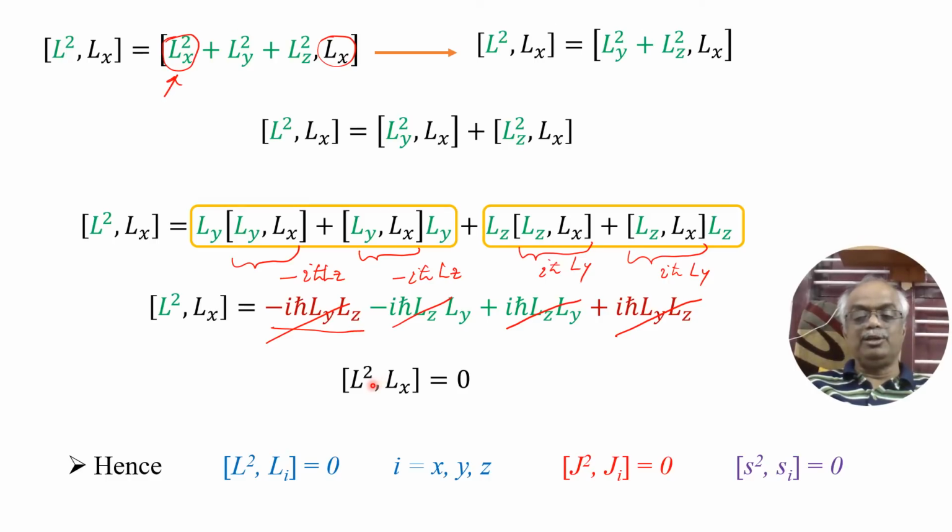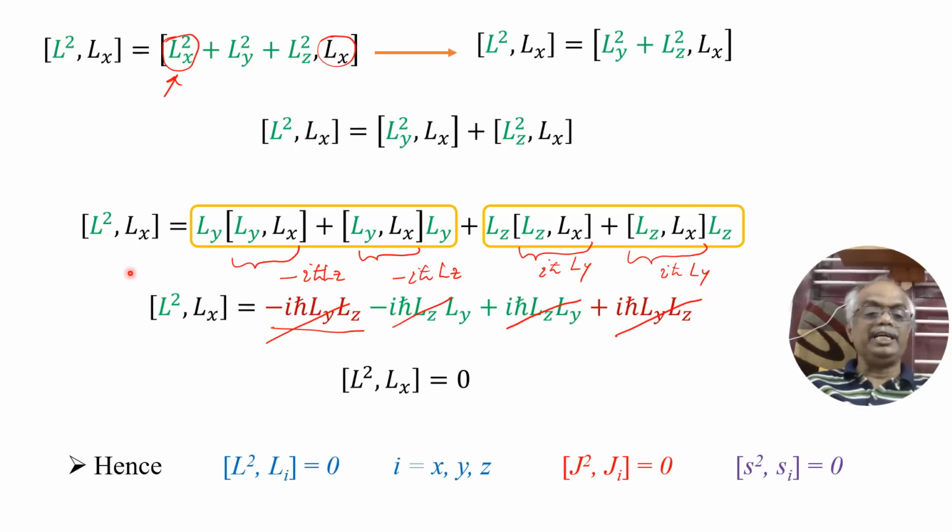So the commutation of L squared with Lx is equal to 0. That means you can measure the eigenvalue of L squared and Lx simultaneously. Whatever is valid for Lx is equally valid for Ly and equally valid for Lz. So we can generally write this as [L squared, Li], where i is equal to x, y, z, is equal to 0. I have already mentioned that this will be true for all Lie group operators. That is, it is equally valid for J and S.